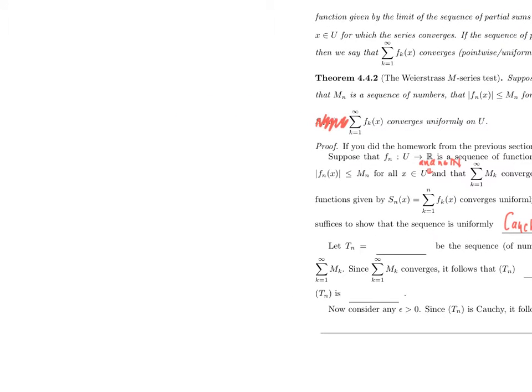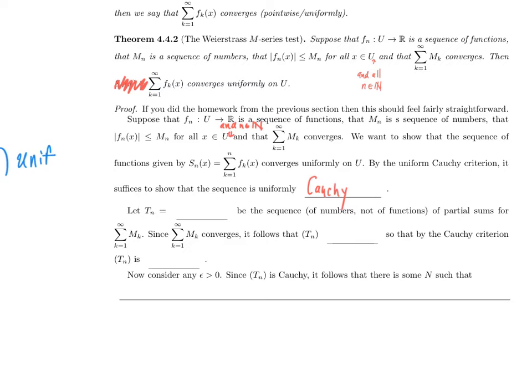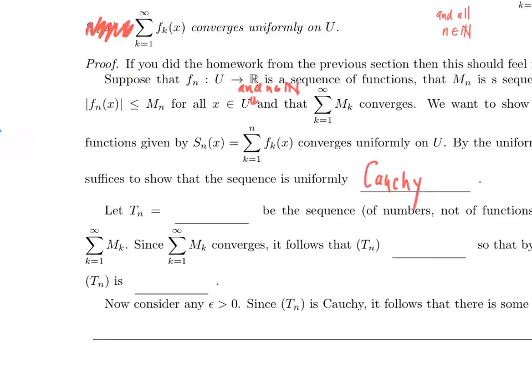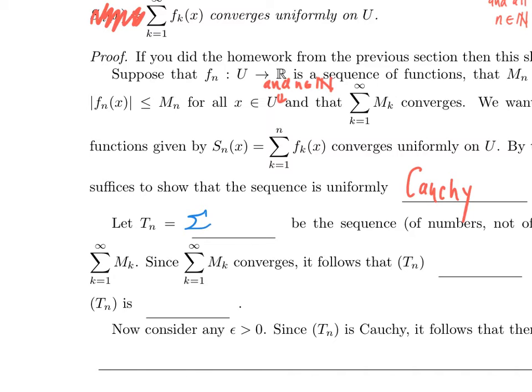So if you like, that's just the want to show. That's what I will try to show. And what do I know? I know the sequence of partial sums of m, the series for m sub k. So t sub n is the sum from k equals 1 up to n of m sub k.